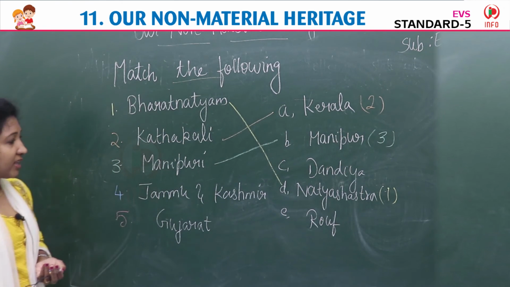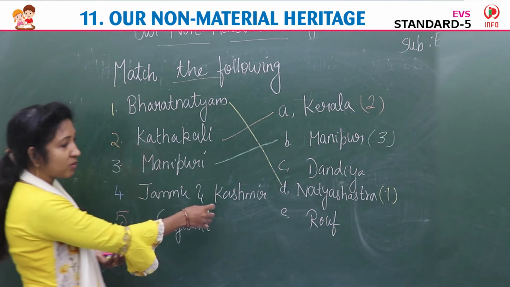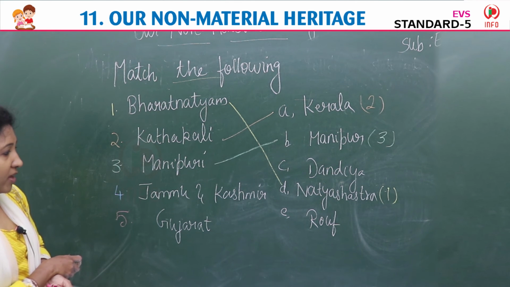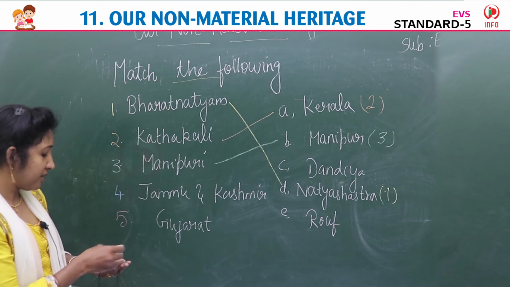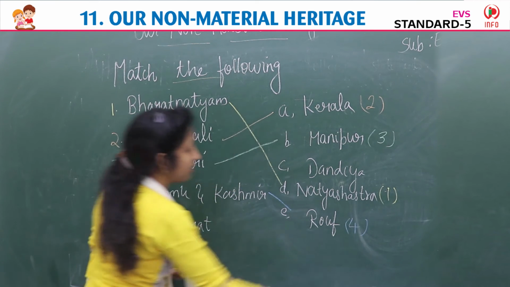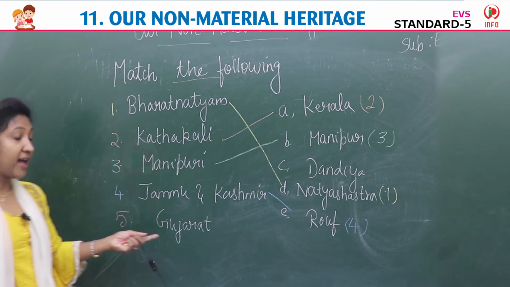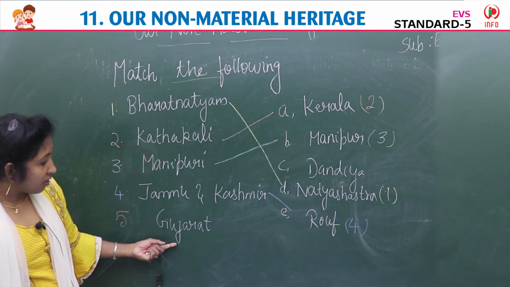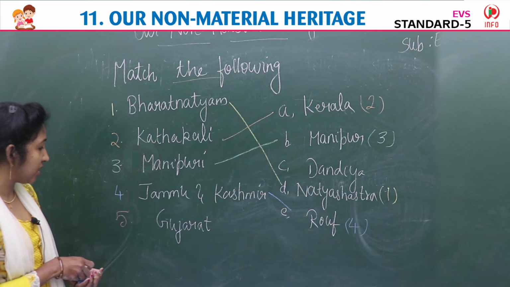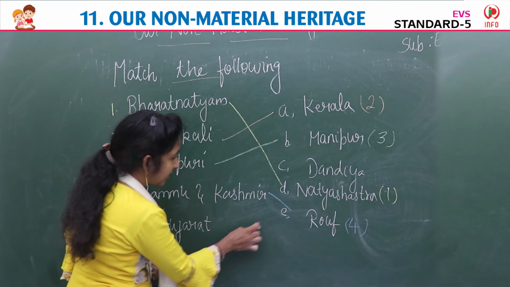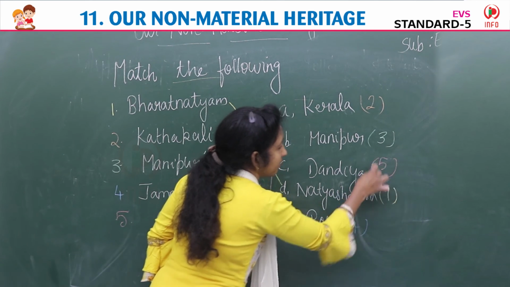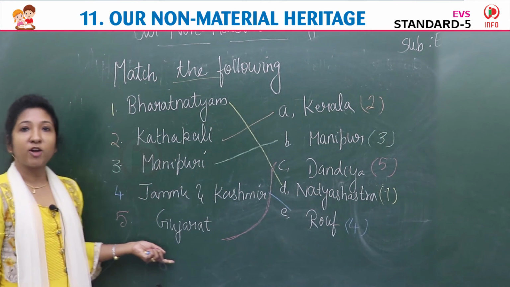Okay, fourth one, Jammu and Kashmir. Jammu and Kashmir matches with, now two are left, Dandiya and Rauf. So the famous dance of Jammu and Kashmir is nothing but Rauf. So it matches with Rauf. So this is the fourth answer. The last but not the least, the last one, Gujarat. The famous folk dance of Gujarat is nothing but Dandiya. So Gujarat matches with Dandiya, isn't it? Dandiya. This is the fifth answer. Okay, children? Now match the following is completed.